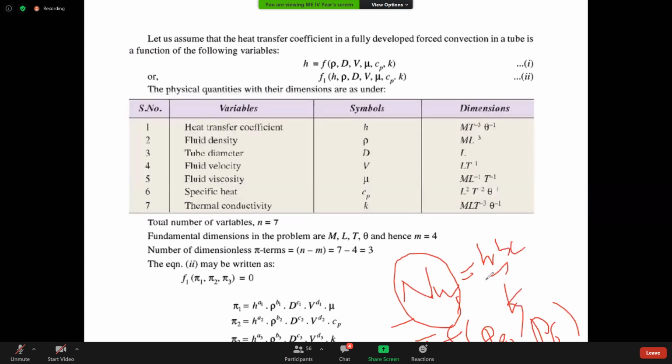Nusselt number is equal to hL by k. hL by k is also equal to Reynolds number. What is Reynolds number? Rho Vd by mu. What is Prandtl number? Mu Cp by k. I'll discuss those numbers also. Prandtl number is a new thing. Reynolds number is an old one only.